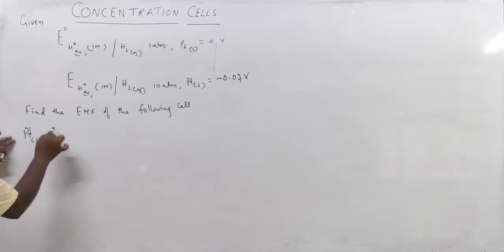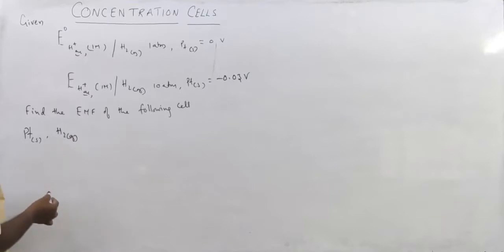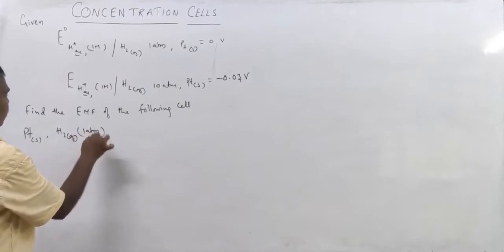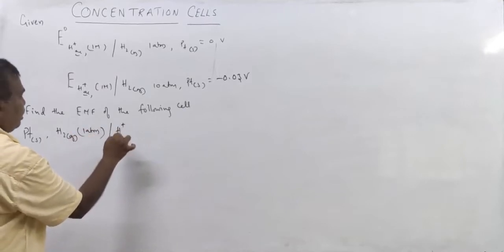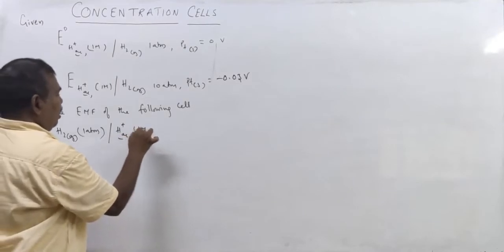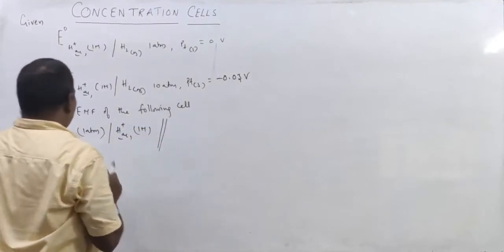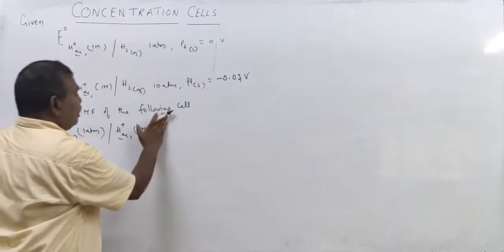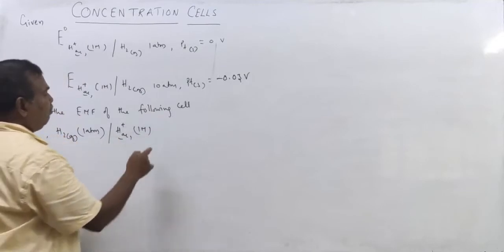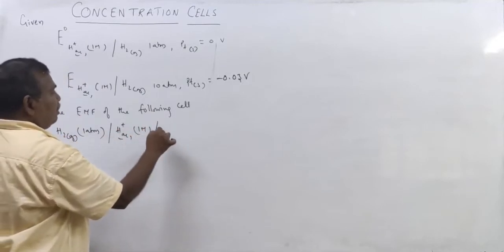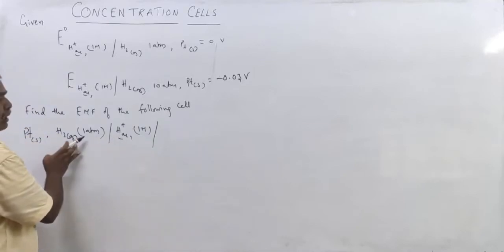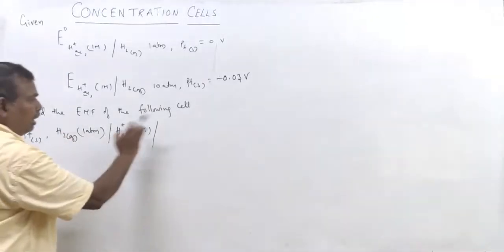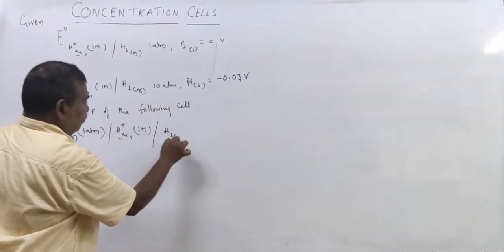Pt solid, hydrogen gas, one atmosphere, H plus ion concentration 1 molar. Suppose the hydrogen ion concentration in both the half cells is the same, there is no need to represent it one more time. Simply you can write like this: H plus ion concentration here, again in the anode compartment and cathode compartment, both are the same.